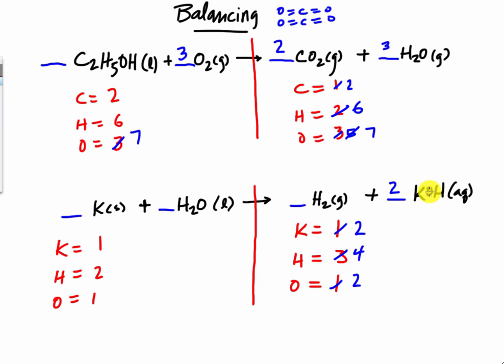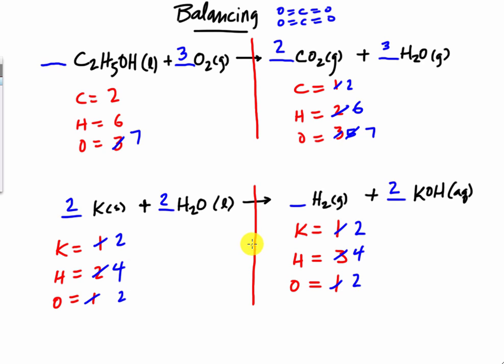Don't forget to change the other elements in there. Don't just change the one you're focusing on. Now I come back over here. If I put a 2 here, I can then make my hydrogen 4. And then my oxygen becomes 2. And my potassium is still 1. So in order to fix that, I throw a 2 here, my potassium is balanced. And that's pretty much it.